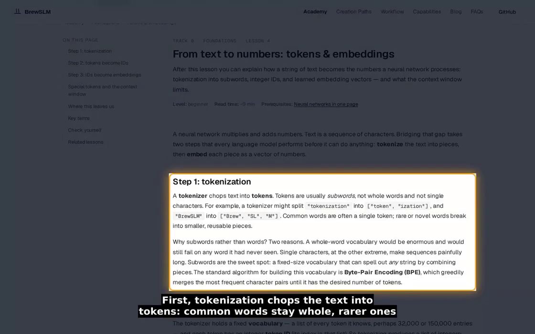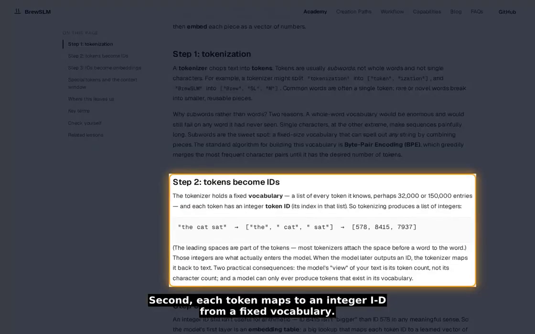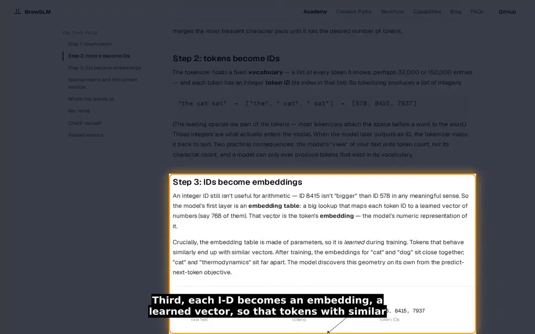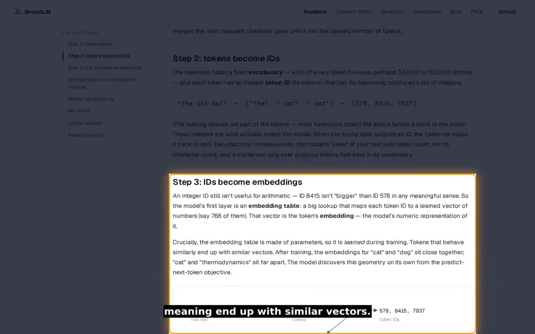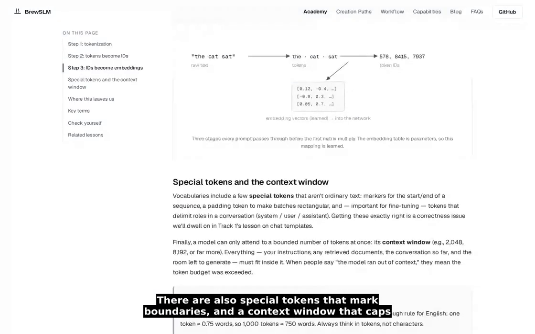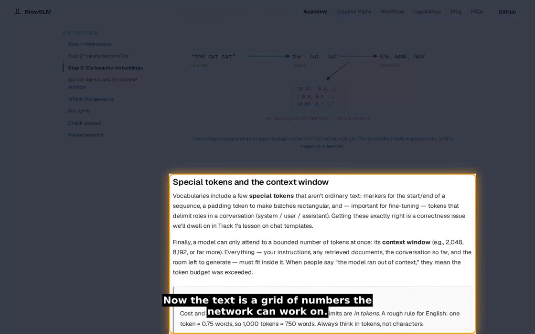First, tokenization chops the text into tokens. Common words stay whole, rarer ones split into pieces. Second, each token maps to an integer ID from a fixed vocabulary. Third, each ID becomes an embedding, a learned vector, so that tokens with similar meaning end up with similar vectors. There are also special tokens that mark boundaries, and a context window that caps how many tokens the model can see at once. Now the text is a grid of numbers the network can work on.